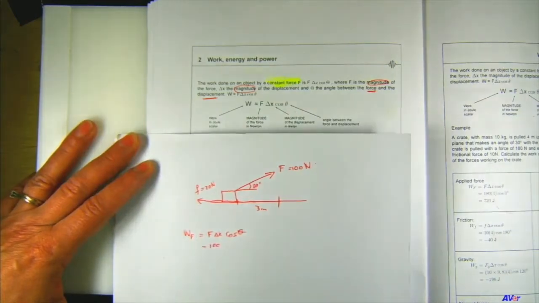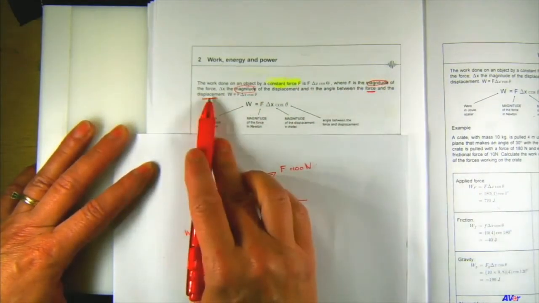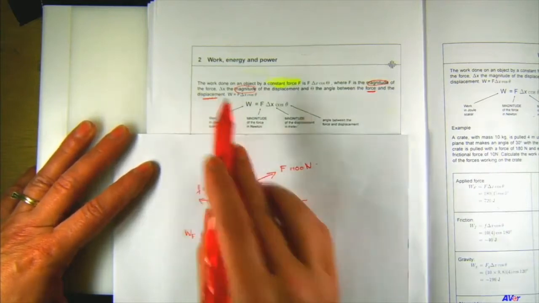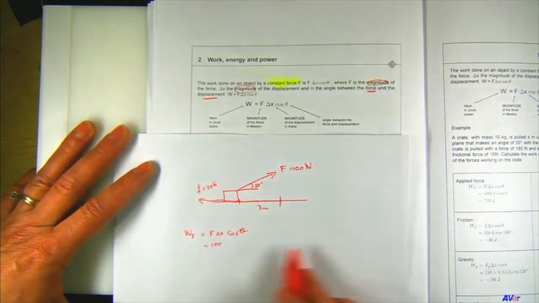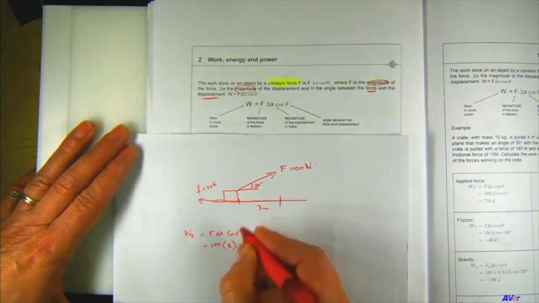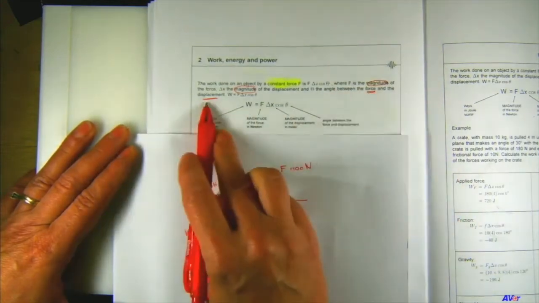And you don't go working out components. Go back to your definition. The definition says the magnitude of the force. It doesn't say anything about components, right? You use the whole 100 newtons. And then delta x is the displacement, 3 meters. And then you get to cos theta, and that angle is between the force and the displacement.